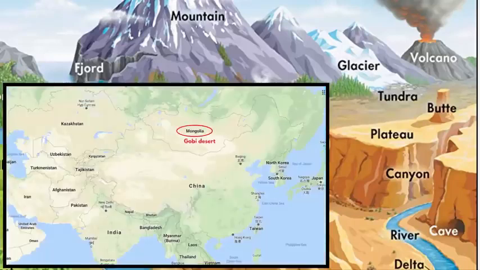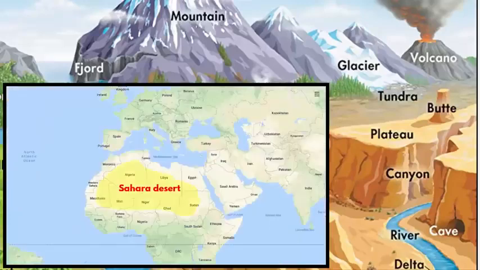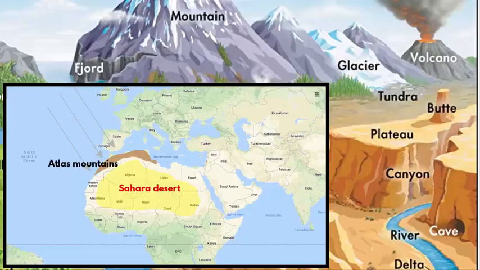Some examples of rain shadow deserts are Mongolia's Gobi Desert and the eastern part of the Western Ghats. If you look at the state of Karnataka, you will find many mini deserts located on the eastern side of the Western Ghats. Another example is the Sahara Desert, where the northern part of the African continent is covered with Atlas Mountains that block the wind from the Atlantic Ocean and the Mediterranean Sea. And that's what makes the Sahara Desert a rain shadow desert.